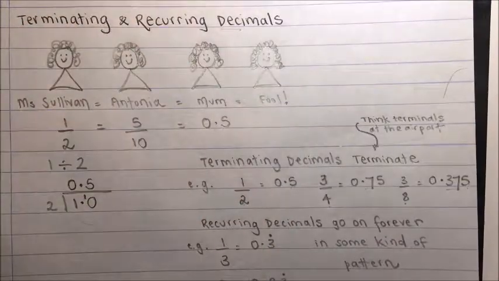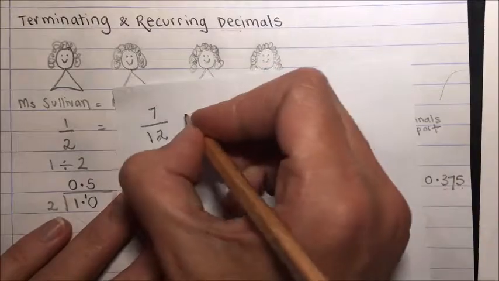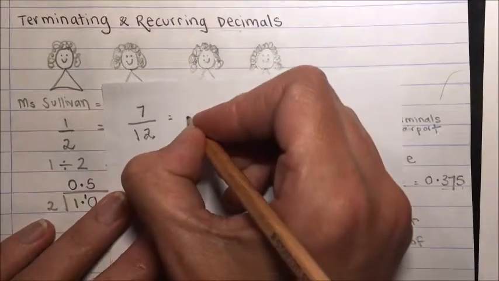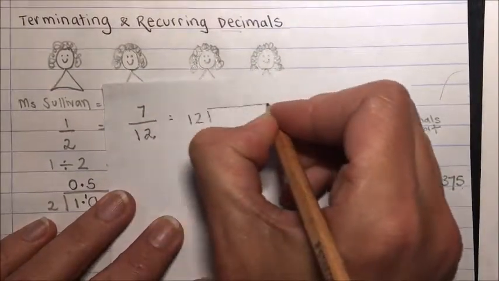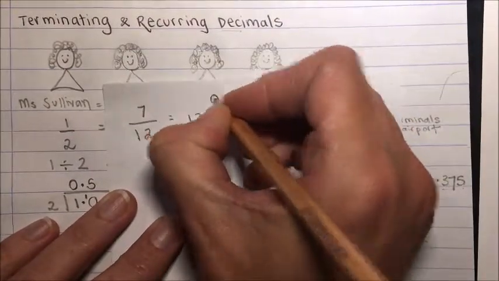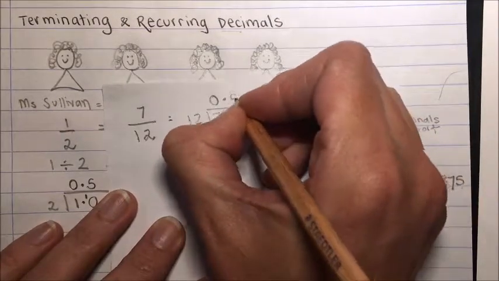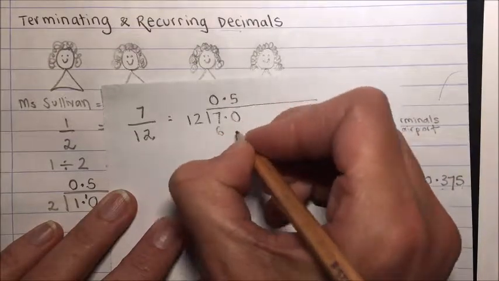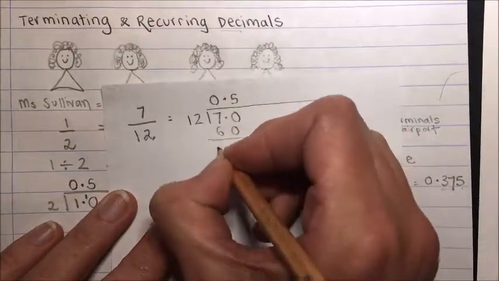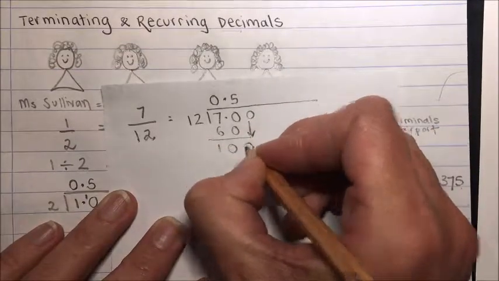Let's have a look at one that's a little bit more complicated also, so that we can get a little bit more practice with long division. And we'll have a look at 7/12. So again, we're just going to say 7/12 is the same as 12 into 7. Can't do it. So 12 goes into 70 5 times. 5 times 12 is 60. That's going to leave 10. We'll add our 0 and we'll bring this down.